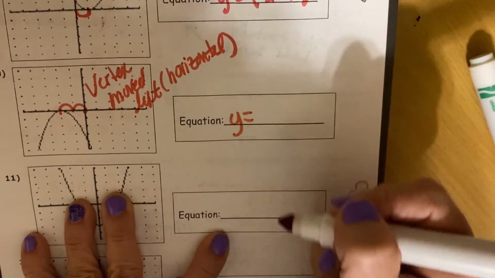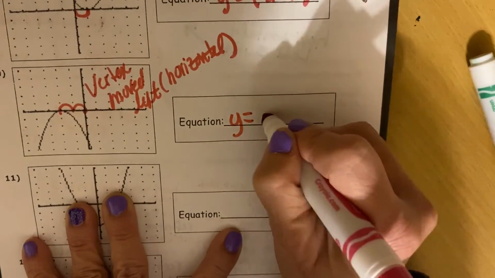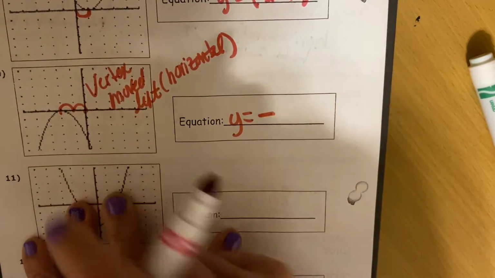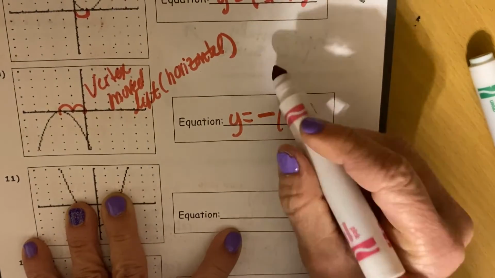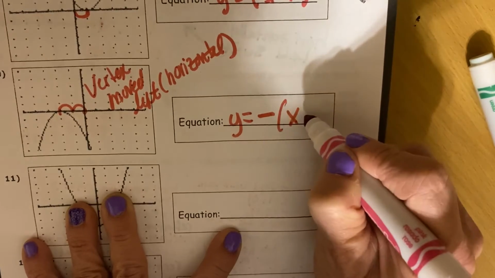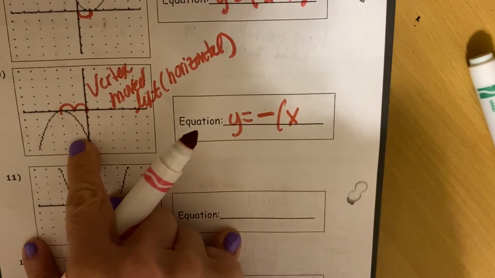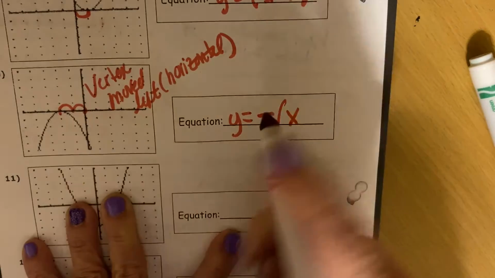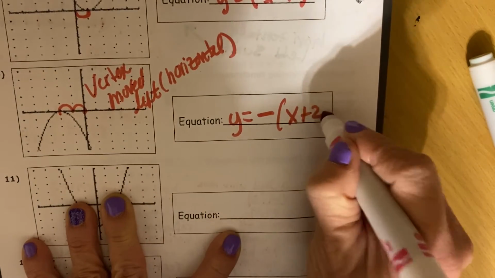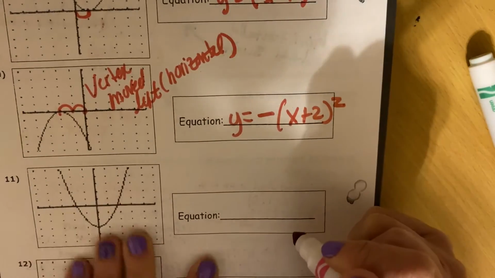So I have to have 2 sides, so y is equal to, in order to get that upside down movement, I have to have the negative on the outside, and then I'm going to have x, and then to get to the left, I know parentheses, I'm going to have plus 2, and that will be squared.